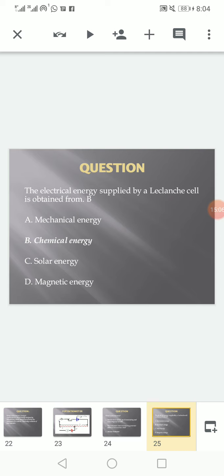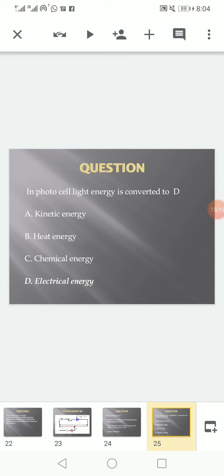The electrical energy supplied by a Leclanché cell is obtained from: is it mechanical energy, chemical energy, solar energy, or magnetic energy? Basically, it is obtained from chemical energy. In a photocell, light energy is converted into kinetic energy, heat energy, chemical energy, or electrical energy? So in a photocell, light energy is usually converted into electrical energy.